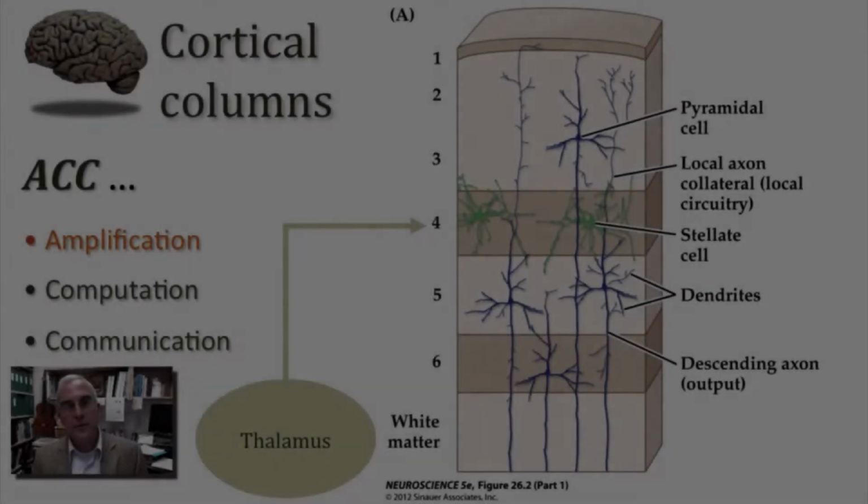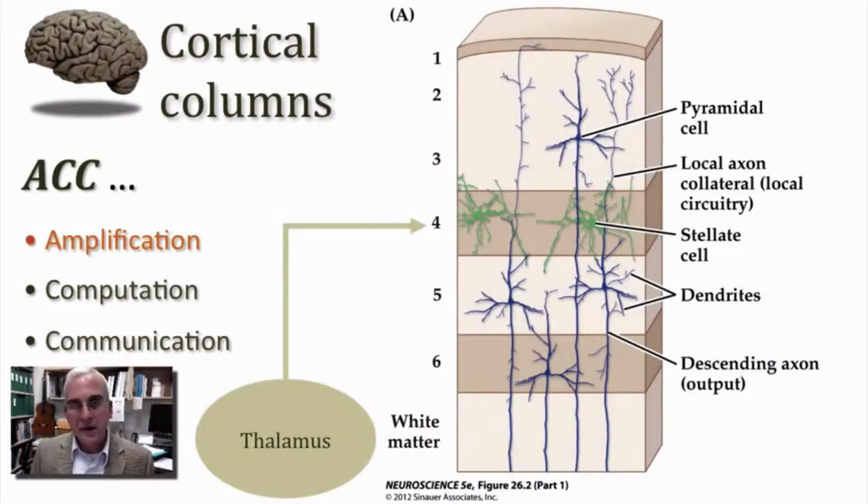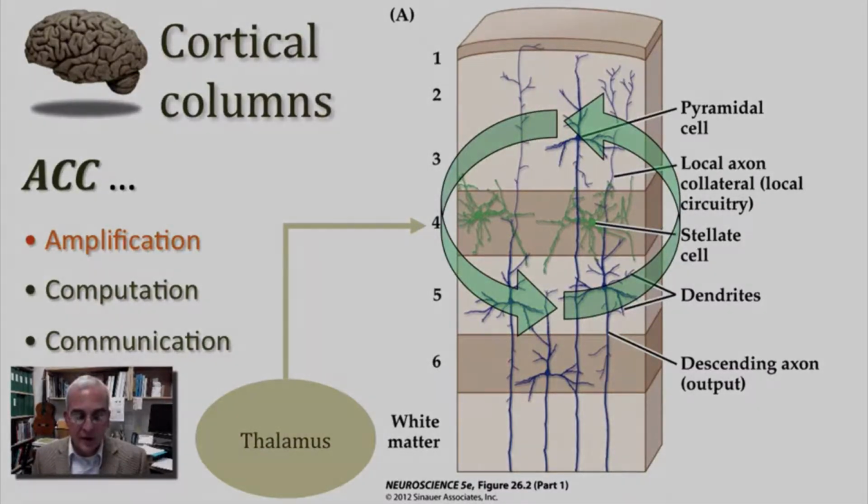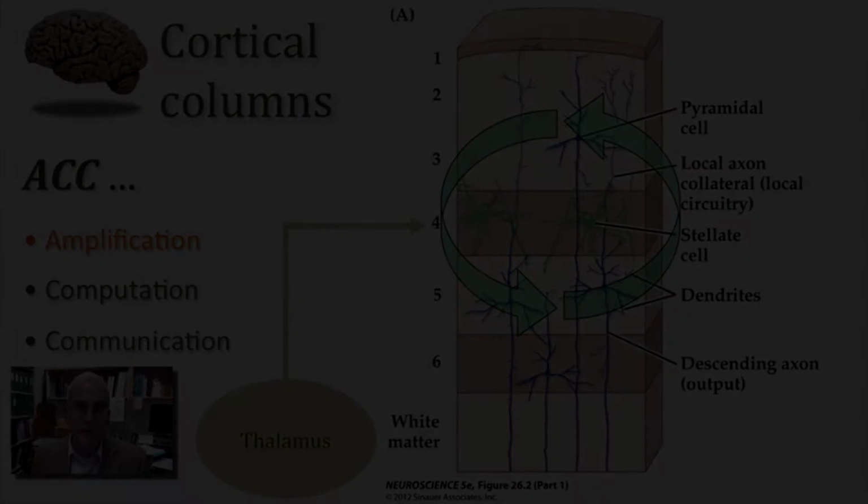As I've already described for you, the thalamus provides the principal input that modulates activity in cortical networks. That activity goes into the middle layers of the cerebral cortex, layer 4, and from there it's amplified. So one purpose of this network of radial connections is to amplify this signal.